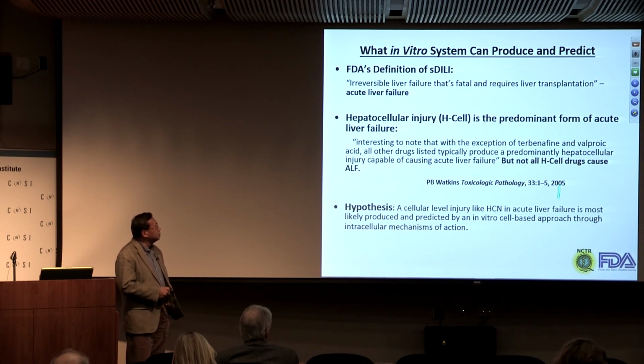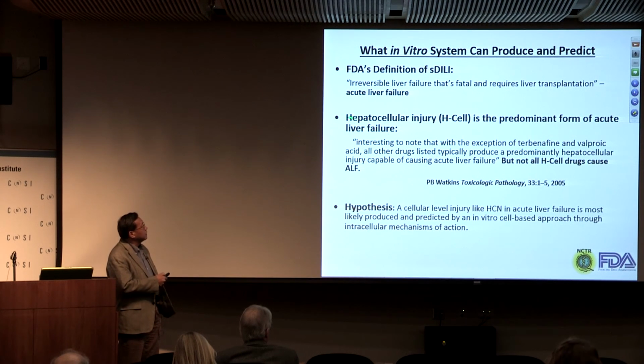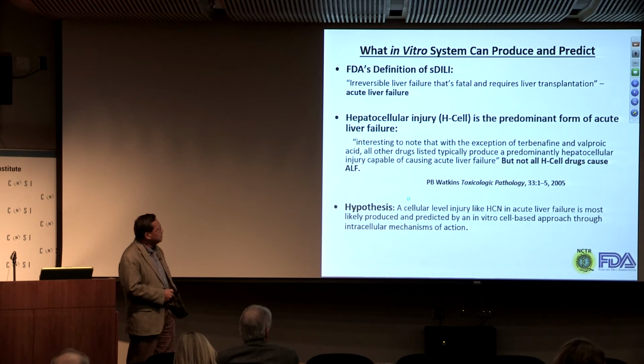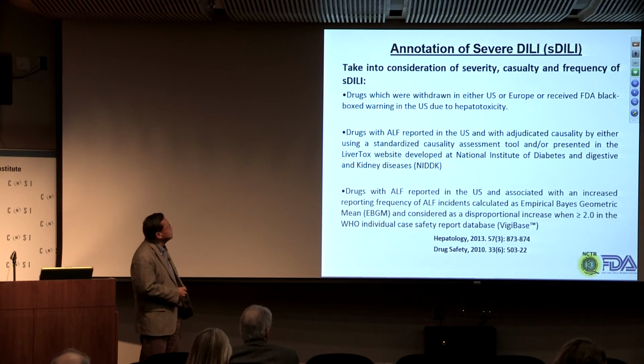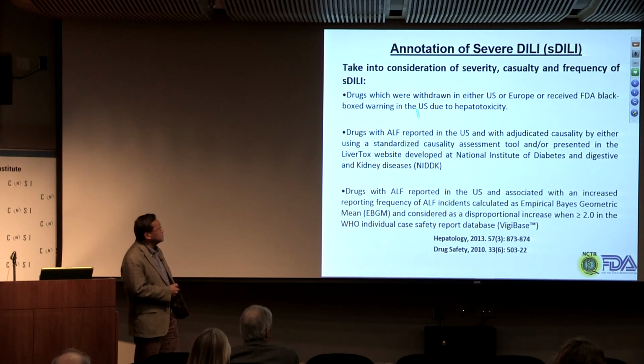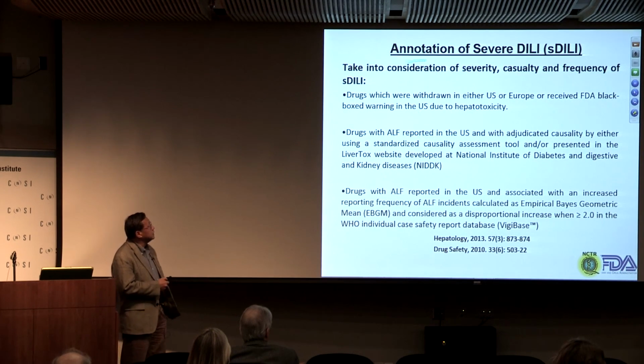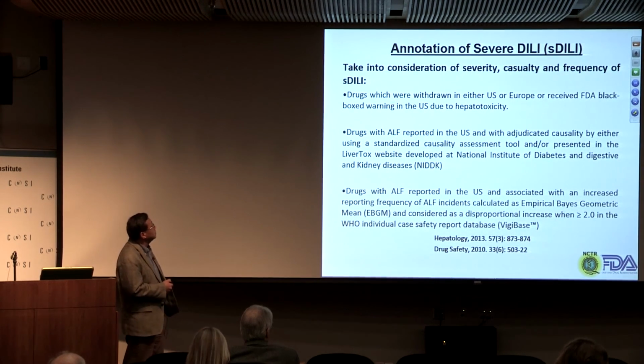So we think we can annotate the drugs specifically focusing on hepatocellular injury, and then evaluate individual cellular endpoints. So the hypothesis is that cellular-level injury, like hepatocellular injury in acute liver failure, is most likely produced and predicted by an in vitro cell-based approach through an intracellular mechanism of action. So we start from a simple ATP assay, ROS, GSH, and caspases, because we believe these endpoints are mechanistically relevant. They're linked to each other.